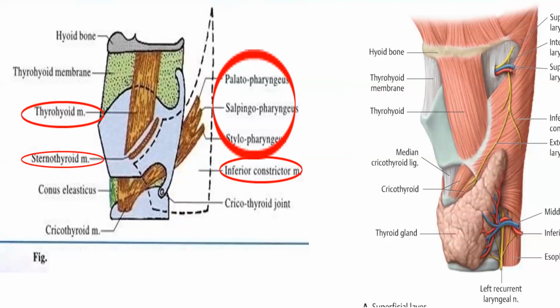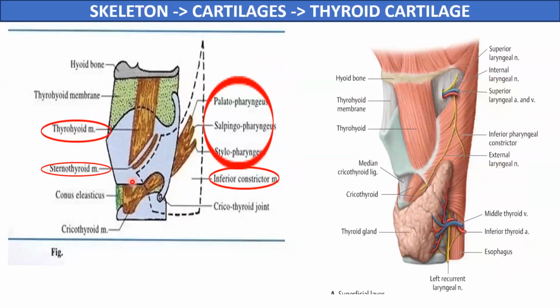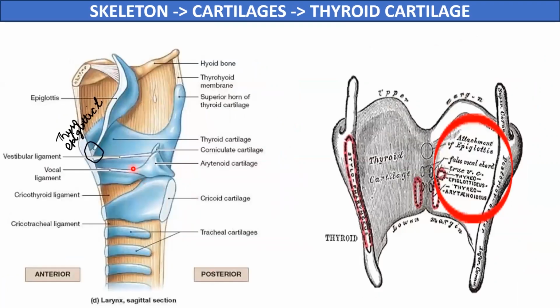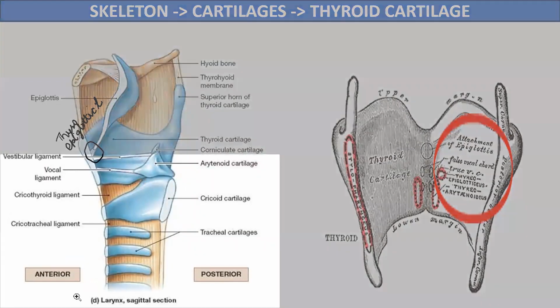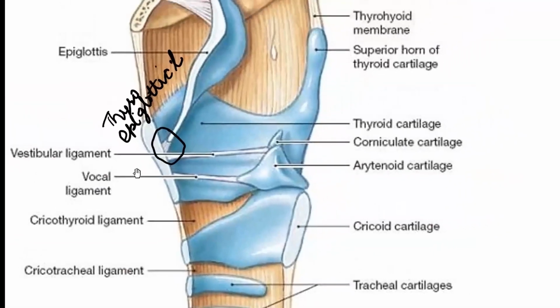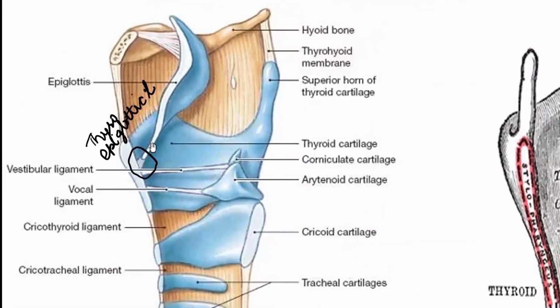Now, on the inner surface of the thyroid cartilage, various ligaments are attached, and these ligaments are, as we see in this cut section of the thyroid cartilage, the inner surface of the thyroid cartilage can be seen, and to this inner surface another cartilage of the larynx, that is the epiglottis, is attached by a thyroepiglottic ligament.